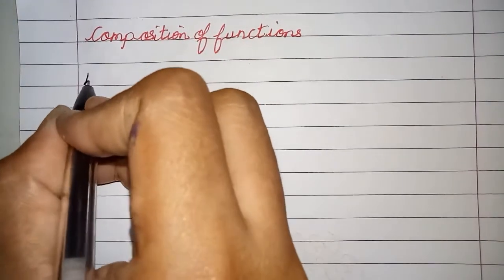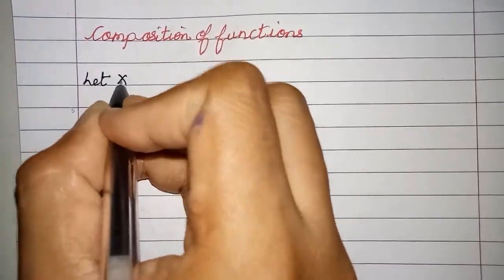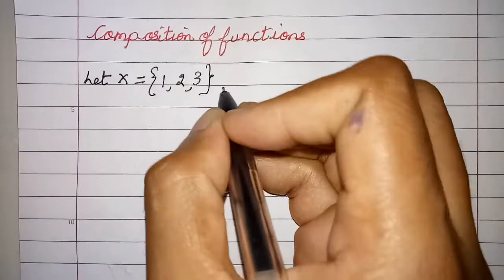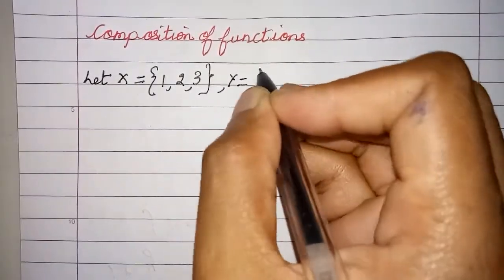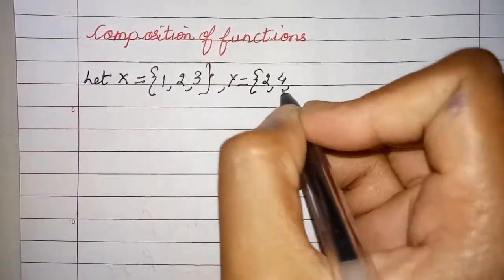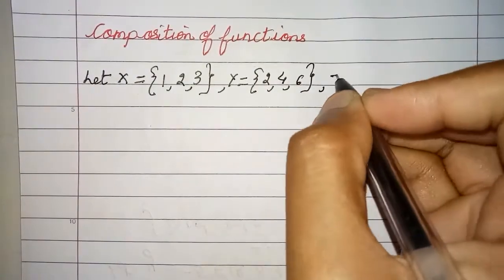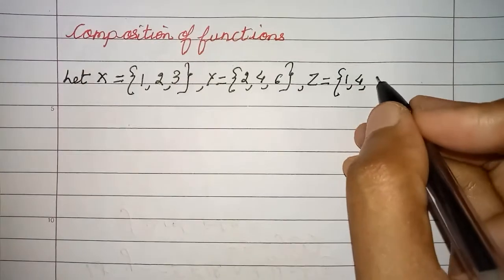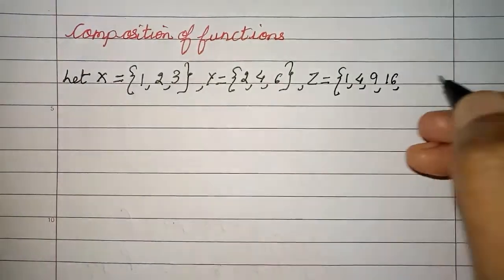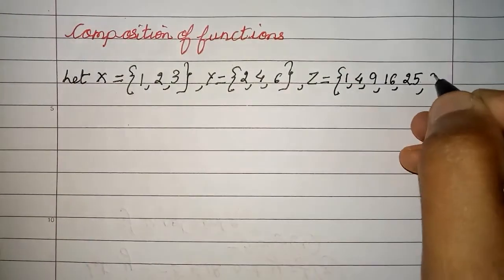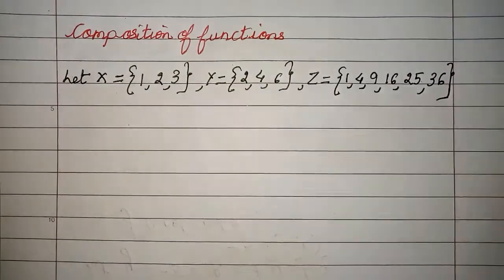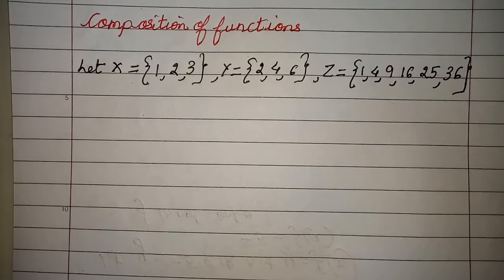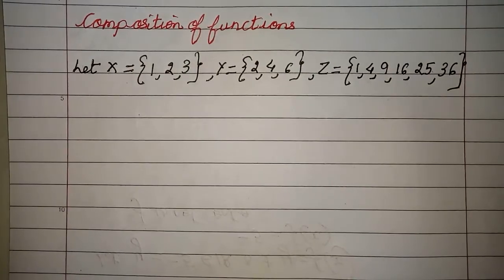Suppose I am given three non-empty sets, say x equal to 1, 2, 3. The elements are 1, 2, 3. I am given a set y. The elements are 2, 4, 6. I am given a set z. The elements are 1, 4, 9, 16, 25 and 36. I have taken this example specifically to explain the concept of composition of functions. So I have three sets x, y and z.